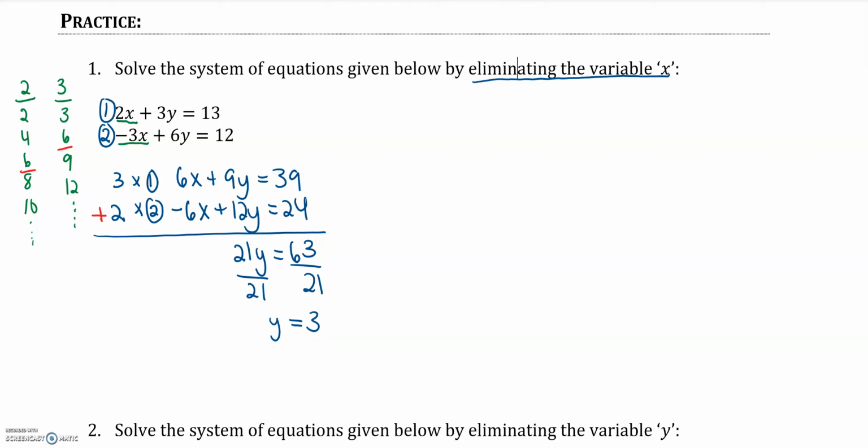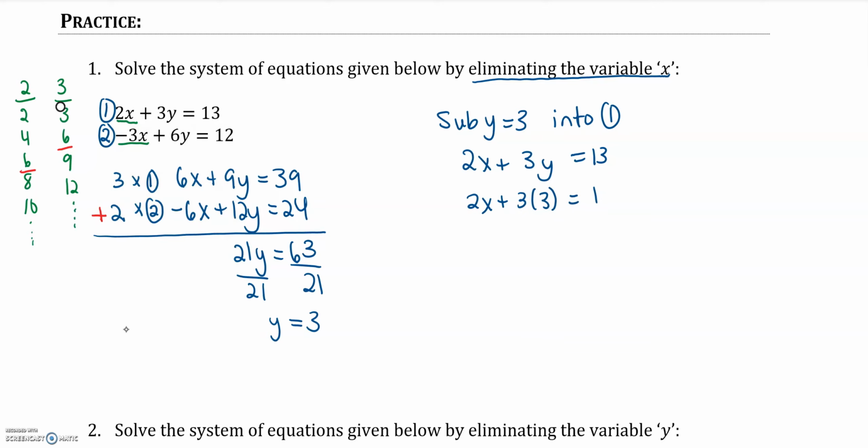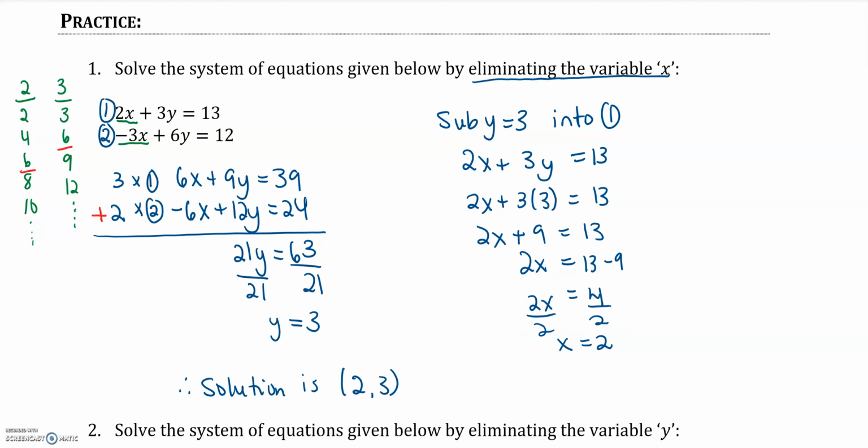Now we sub the value of y into either of the original equations to solve for x. When we do so, we replace the value of y with the value of 3 and then solve the equation for x. When we solved for x, we found that x is equal to 2, and therefore the full solution to the system of equations is 2, 3.